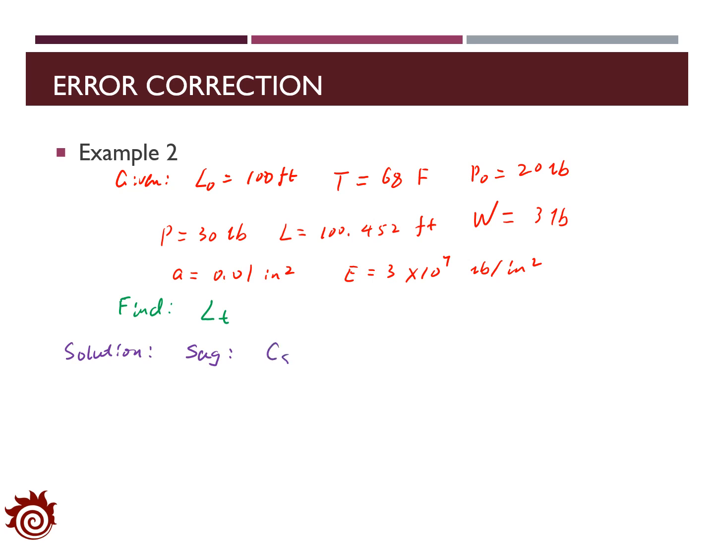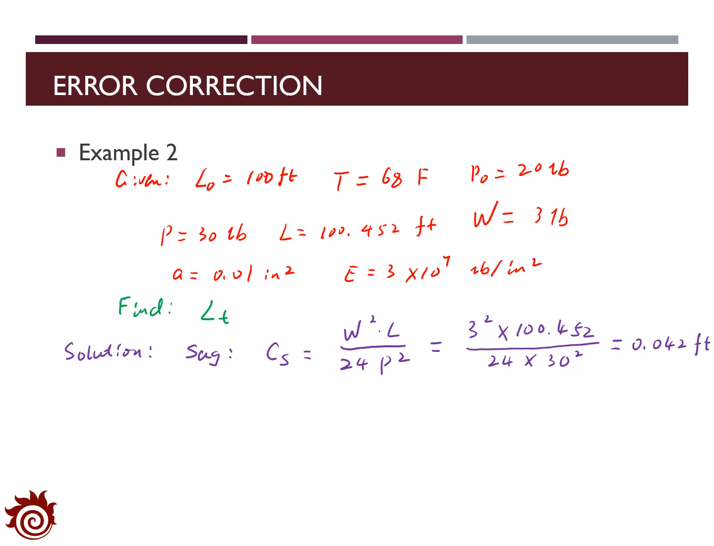So Cs is W squared times L over 24 P squared. W is the weight of the tape, that is 3 pounds, times the length we measured, 100.452, over 24 times the applied tension squared. The applied tension is 30 pounds, which will give us the value as 0.042 feet.